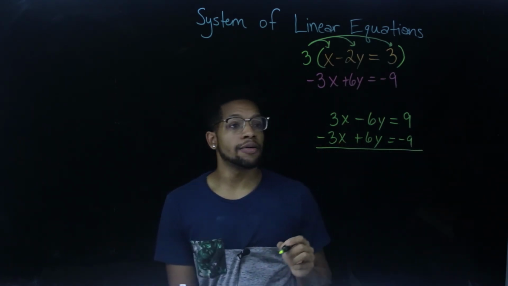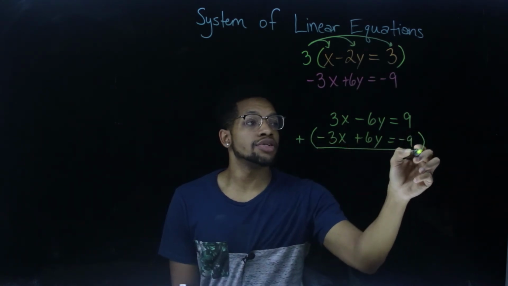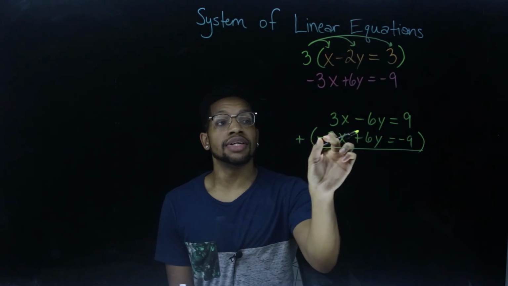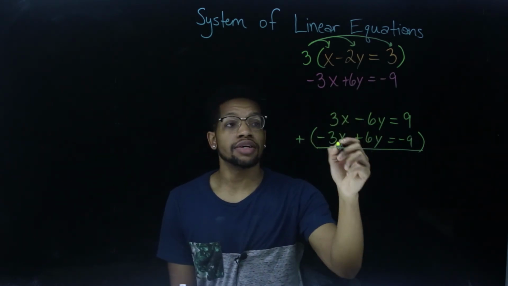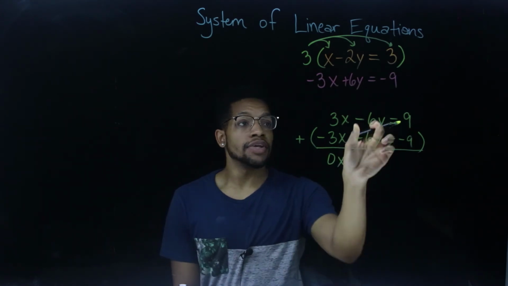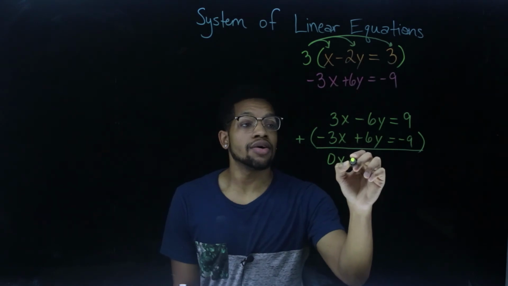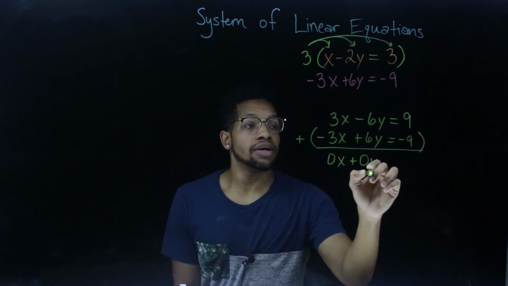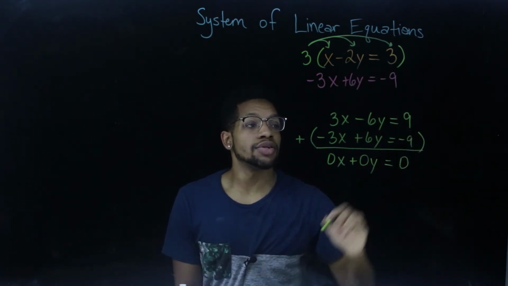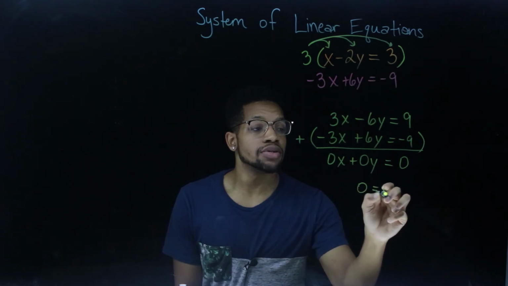All right, now, just like last time, I'm gonna add the second equation to the first equation. And like we wanted, we have a 3x plus a negative 3x, or 3x minus 3x, which is gonna cancel out, and that's just gonna give me 0x. Now look here, I have a negative 6y plus a 6y. That's also gonna give me a 0y. And then I have equals 9 minus 9, which is 0. So this is kind of a special case where we have 0 equals 0.